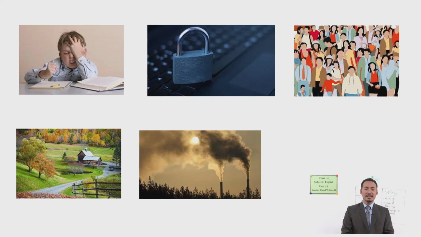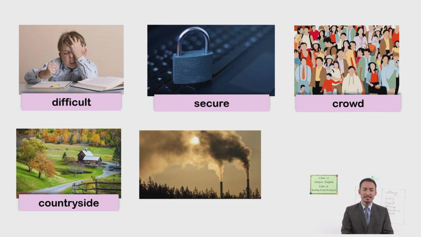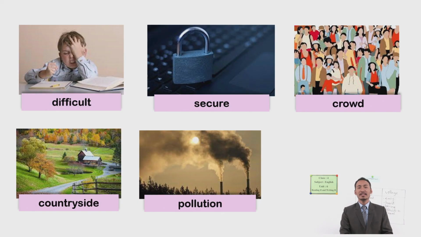Yes, the first one is the boy is feeling difficult. So it's difficult, he's saying. And the second picture is about something secure, safe. And the third picture is about a crowd. And the fourth one is about a countryside. And the last picture is about pollution. Look at the smoke coming out of the towers. These are the words that we have learned, and I hope you can now correctly match them with the picture and their meaning.